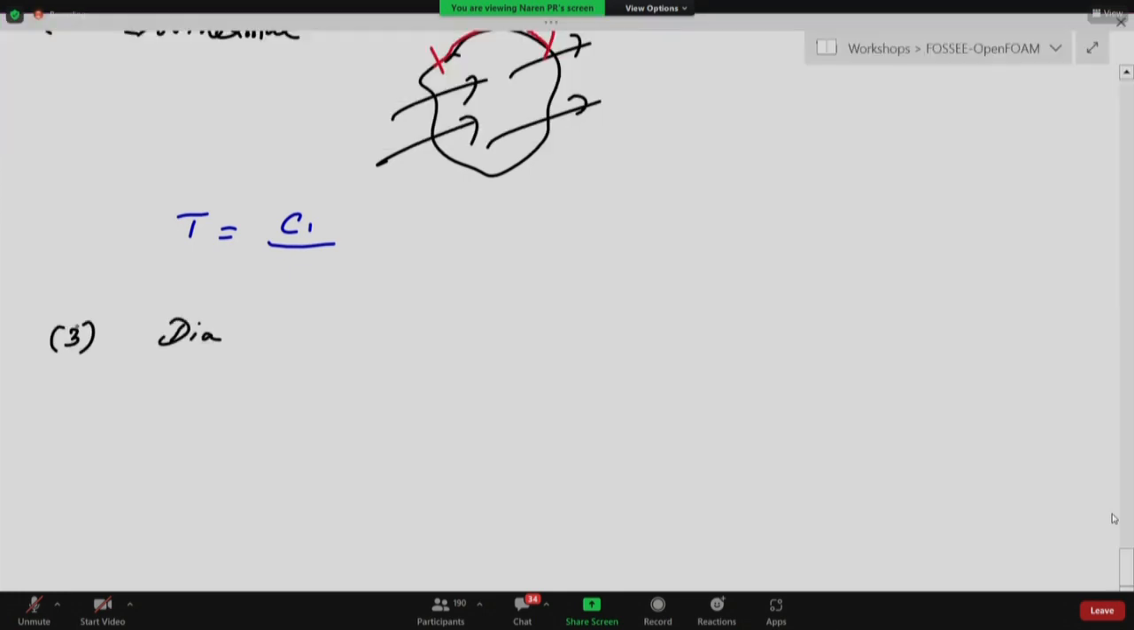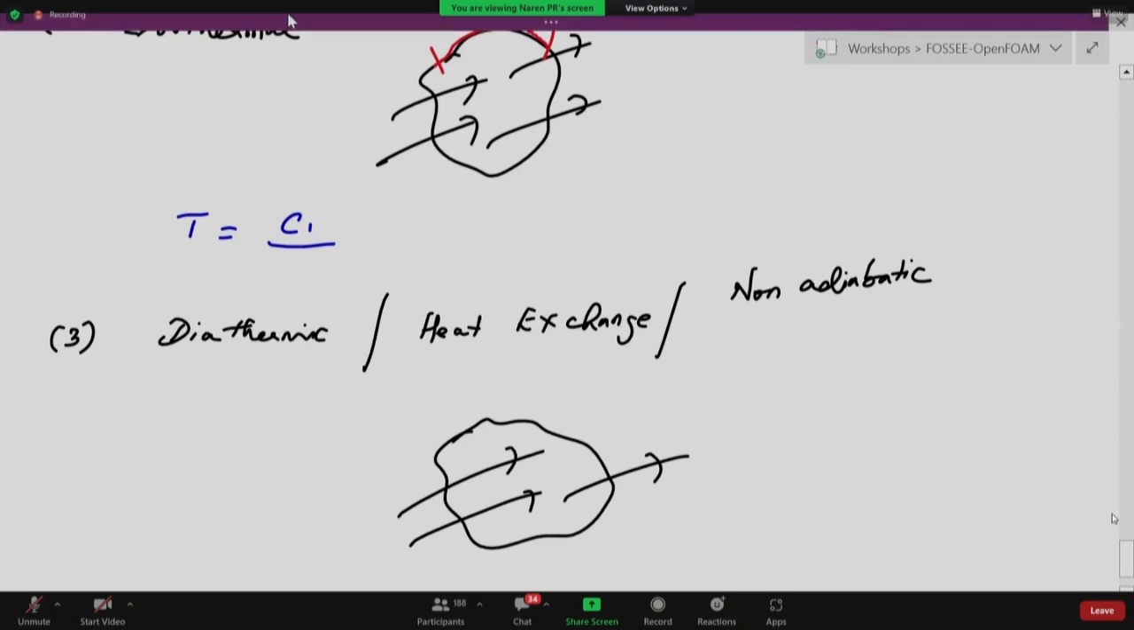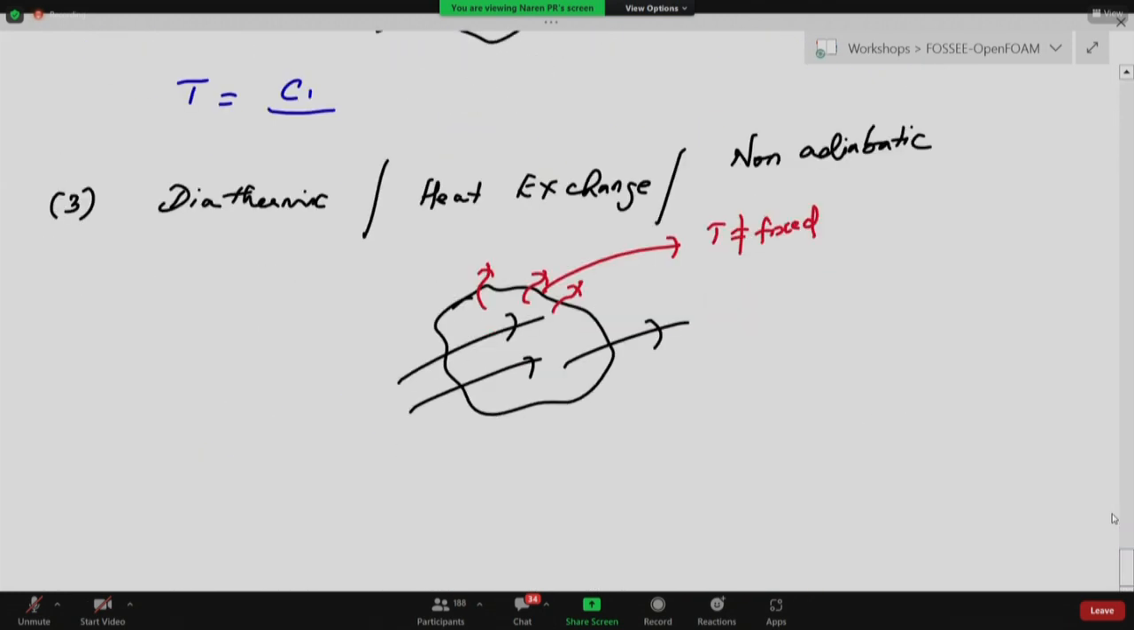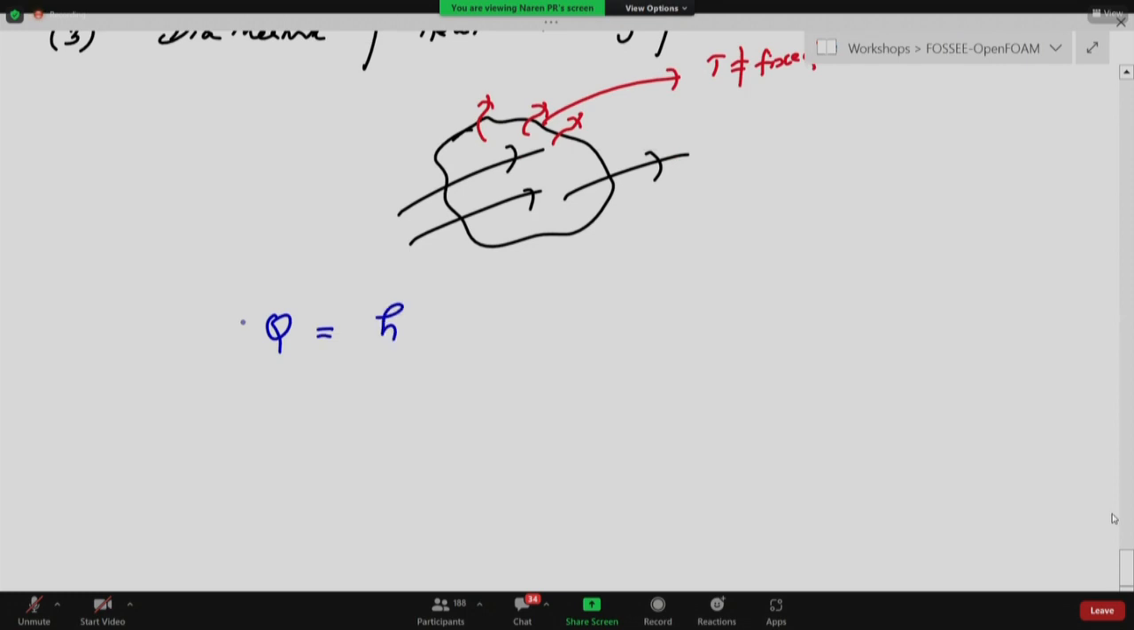The third one is the diathermic wall, or what's called a wall with heat exchange, or you can also very simply know it as a non-adiabatic surface. That means you have a control volume on which there is a flow happening, but there is also a heat transfer happening. That does not mean the temperature of this wall is fixed. It is neither isothermal nor adiabatic, but it is allowing some heat exchange. If this is the case, then for that wall surface, you need to specify the heat transfer rate or the heat exchange rate.